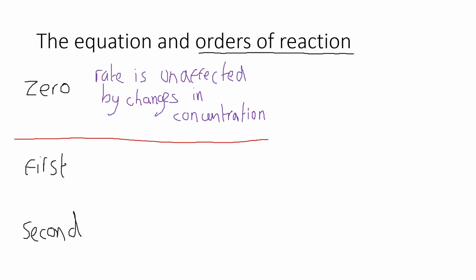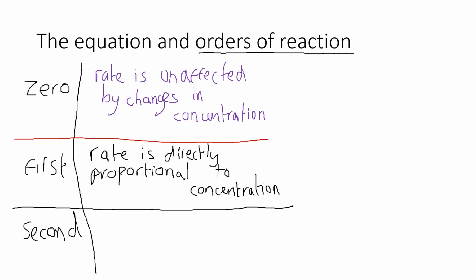The second scenario is what we call first order. And first order means that rate is directly proportional to concentration. What this means is, for instance, if we double the concentration, then the rate would double. If we treble the concentration, then the rate would treble, and so on. So when it's first order, we're looking for this directly proportional relationship.